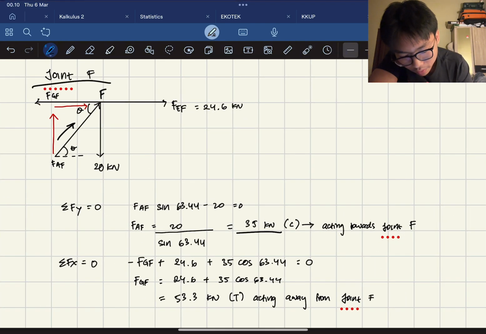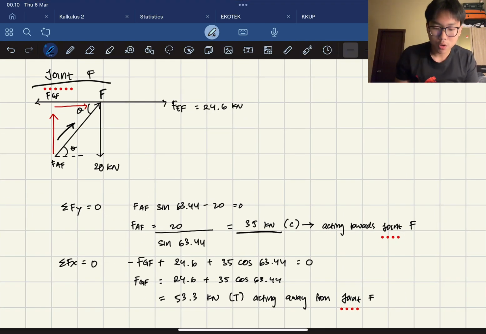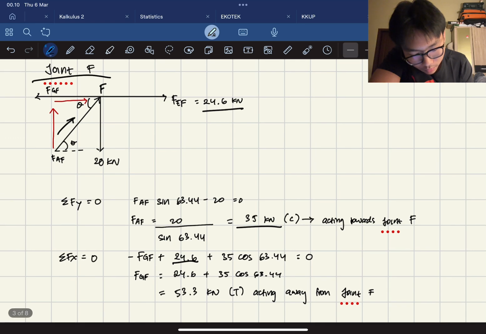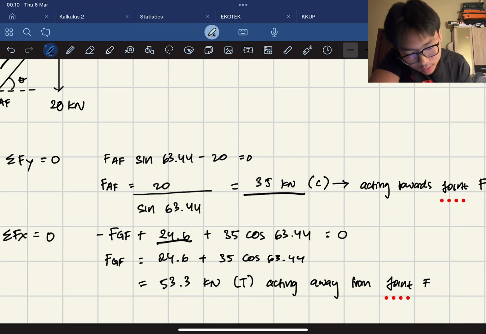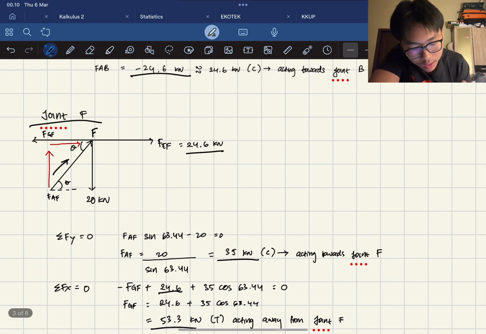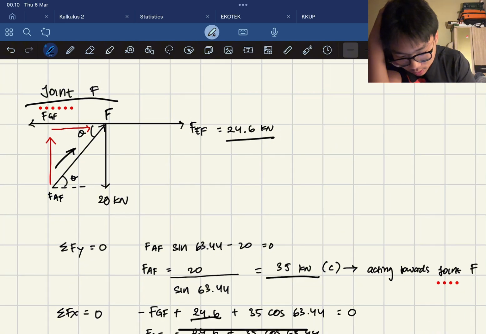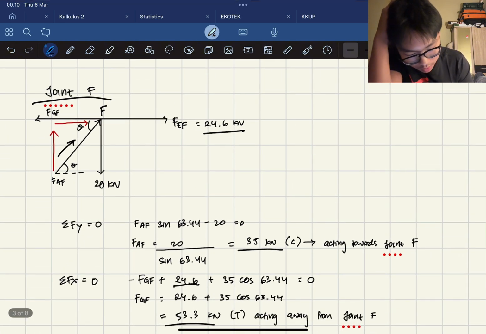And sigma Fx equals 0 will be FGF plus 24.6 from the FEF, plus 35 cos 63.44. After we calculate, we will get 53.3 kN, and the state is tension because FGF is acting away from joint F.